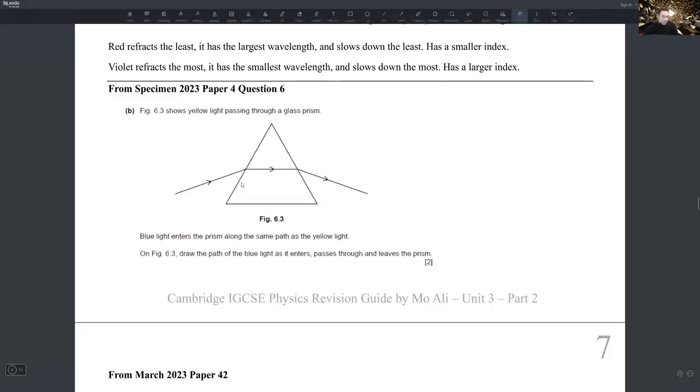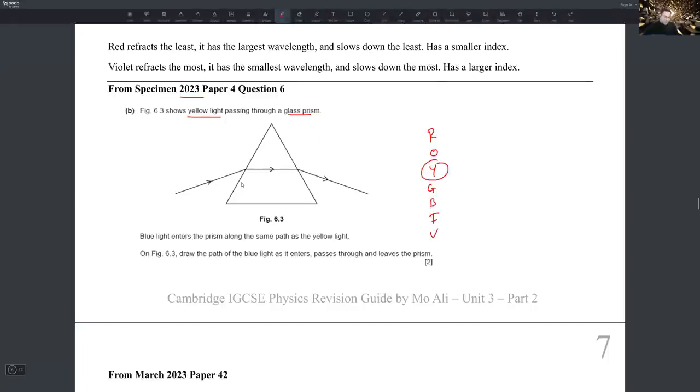Figure 6.3 shows yellow light, from specimen 23, passing through a prism. Mister, I don't remember the spectrum. So what do I do? I'll write it down so I don't forget. Roy G. Biv. Okay, so now we have yellow.